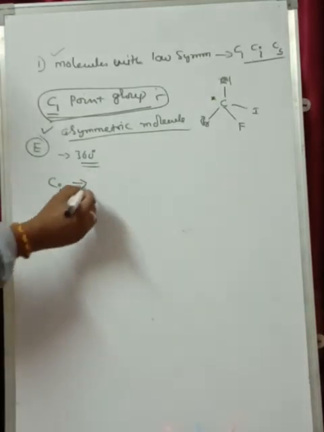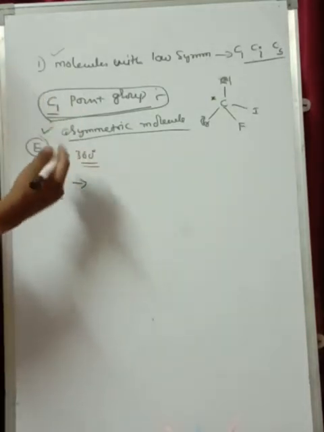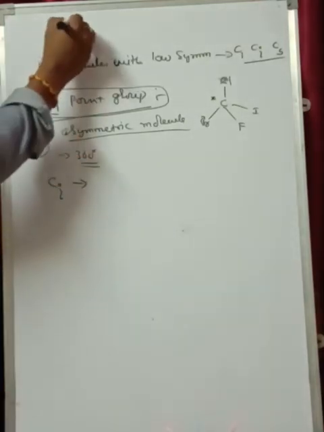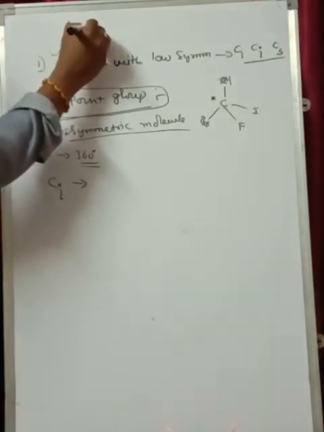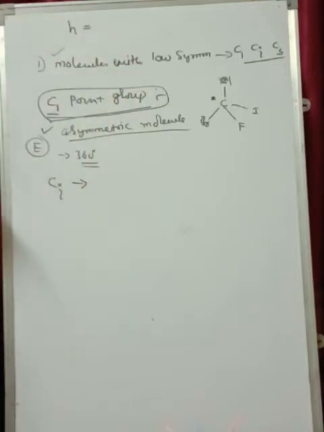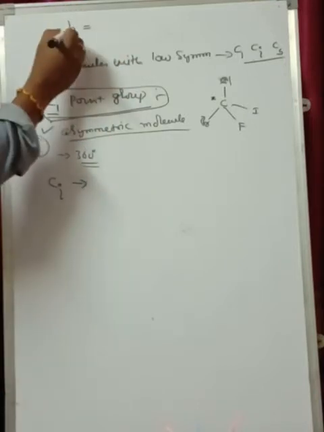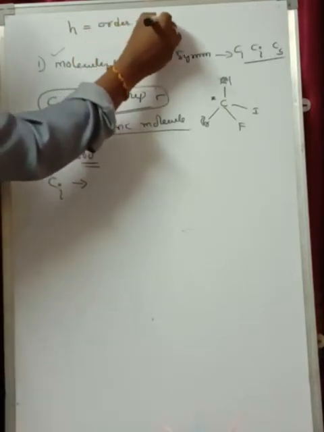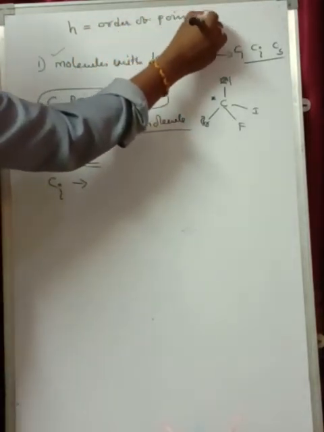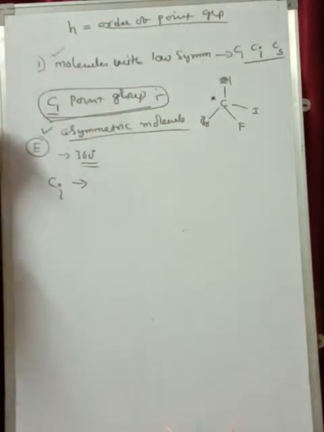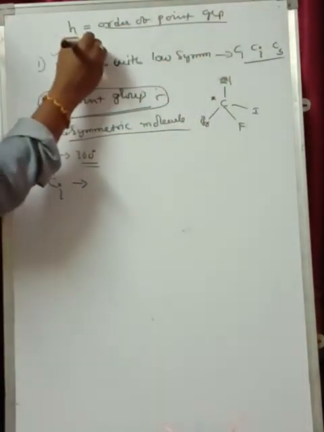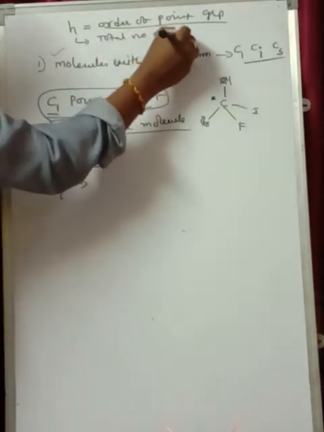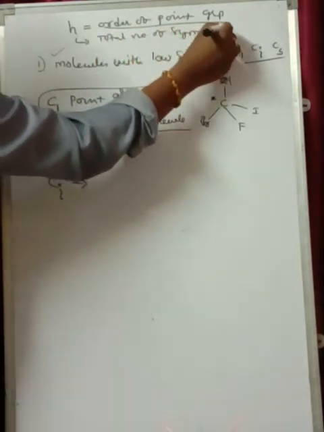Before going to that, I want to mention one thing. Every point group is given an order, represented by h, where this h will tell you about the order of that point group. What is this order? This order will tell you the total number of symmetry elements.